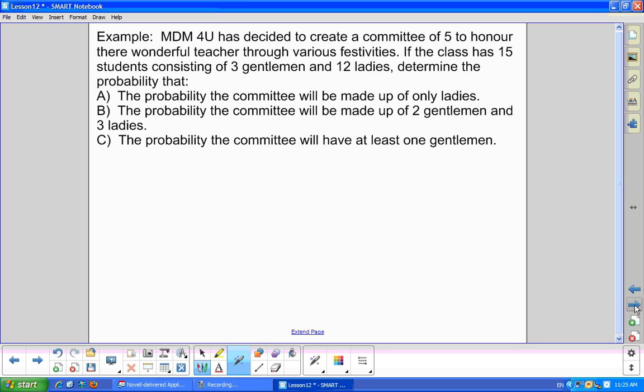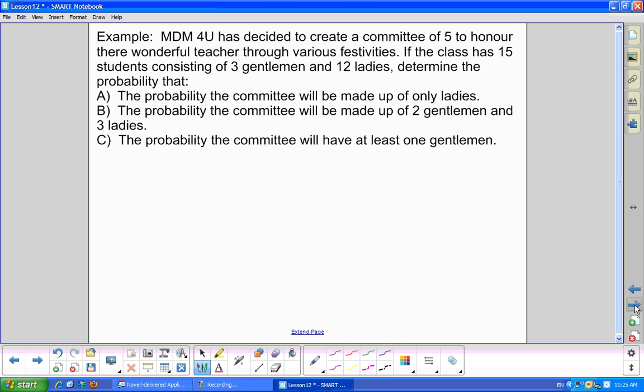So data management classes decided to create a committee of 5 to honor their wonderful teacher. I'm sure the teacher is completely flattered. Through various festivities, if the class has 15 students consisting of 3 gentlemen and 12 ladies, determine the probability that, and here are your 3 cases: the committee will be made up of only ladies, the committee will be made up of 2 gentlemen and 3 ladies, and the committee will have at least 1 gentleman. So here, there is some consistency.